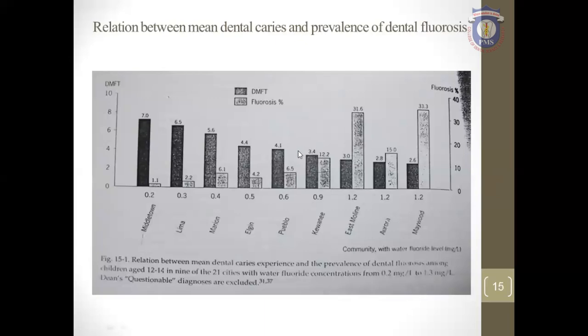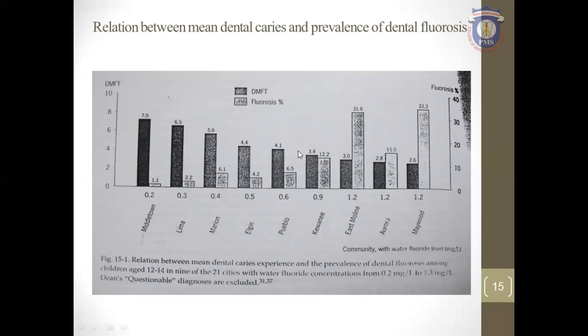The relation between dental caries and dental fluorosis from these city studies was tabulated. They found that wherever dental fluorosis was high, where the fluoride content in the drinking water was higher, there dental caries was found to be less. So this is the relation between the mean dental caries experience and the prevalence of dental fluorosis among children of 12 to 14 years in 9 of the 21 cities, with water fluoride concentration from 0.2 to 1.3 milligrams per liter.